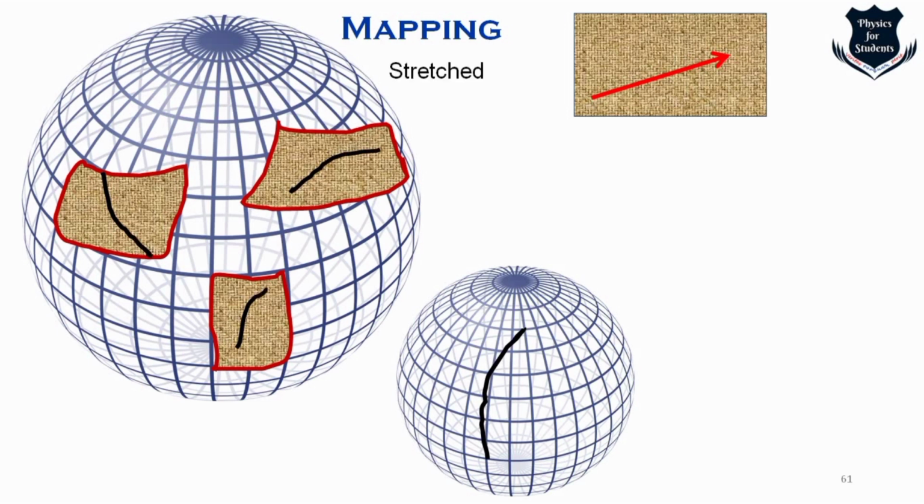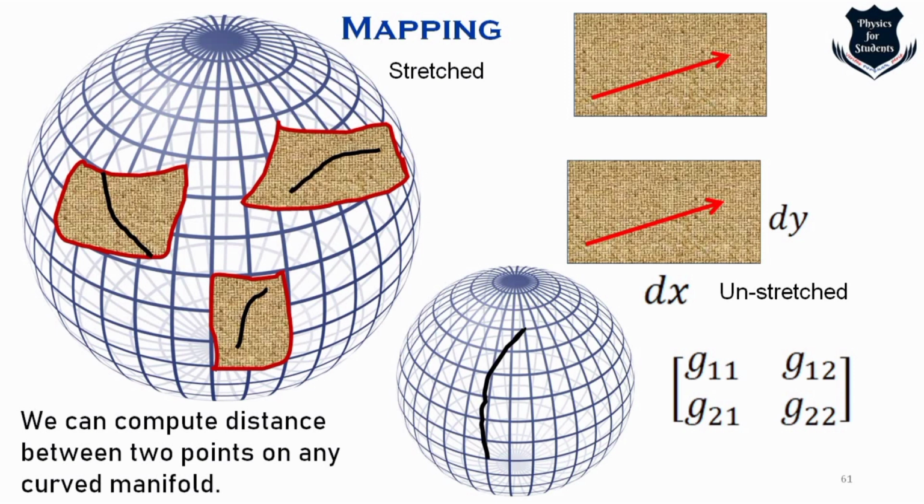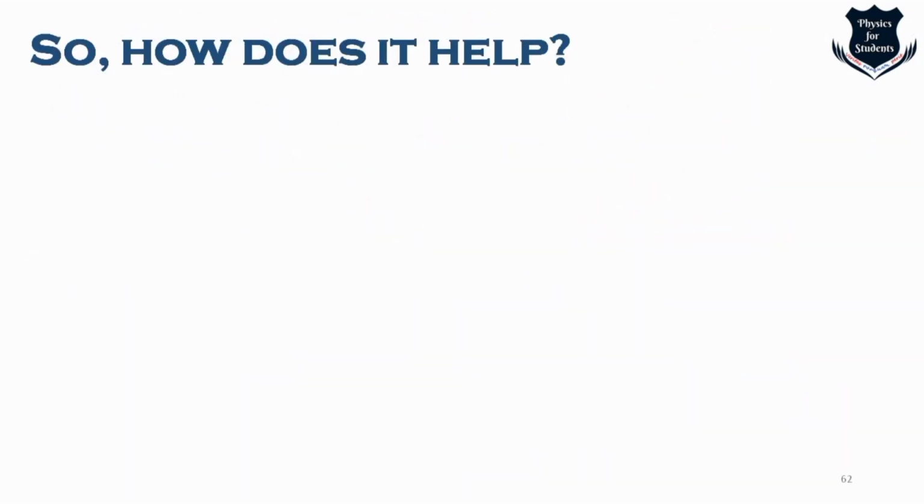So what we see is that this is the stretched and this is the unstretched information. On the unstretched information, we have performed differential calculus and we have got the dx dy value. And with this, we can now compute the distance between two points on any curved manifold using this equation, right?